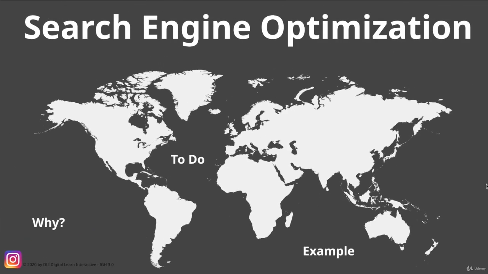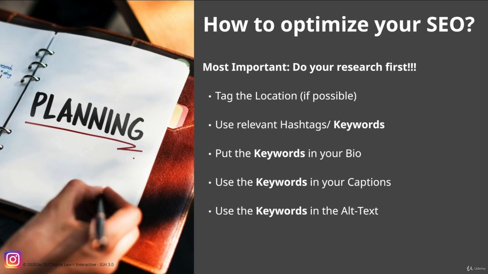Now you know why search engine optimization is so important. Let's talk about what you need to do to optimize your search engine optimization on Instagram. Most important is that you need to do your research first. If you don't do your research, if you don't analyze other accounts, if you're not analyzing the captions and the hashtags they are using, etc., you will most probably fail because you have no clue what to do.